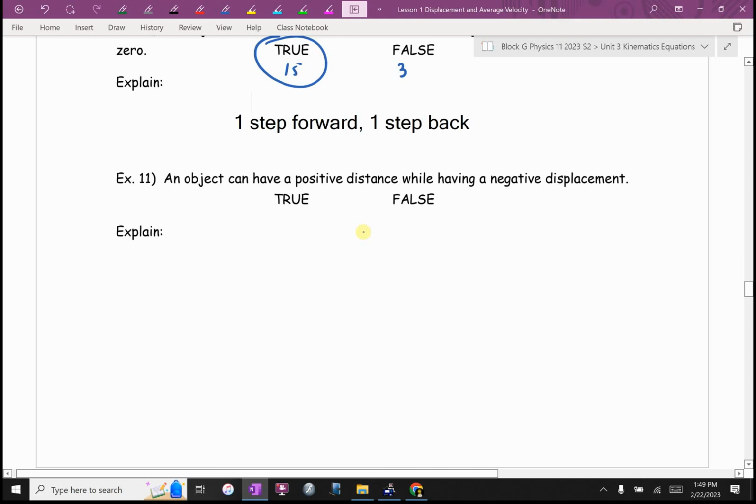Okay. An object can have a positive distance while having a negative displacement. Ooh. Once again, we're going to vote. Once again, how high you hold your hand up is how sure you are of your answer. Okay. Who says, Mr. Dewick, I think that's true? True. An object can have a positive distance while having a negative displacement. 1, 2, 3, 4, 5. Okay, 1, 2, 3, 4, 5, 6, 7, 8, 9.